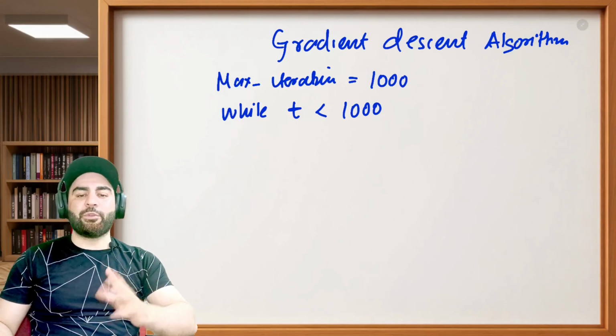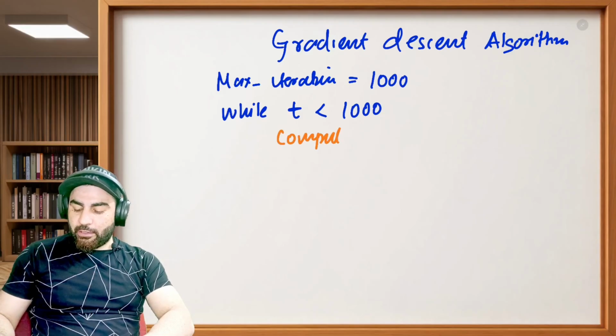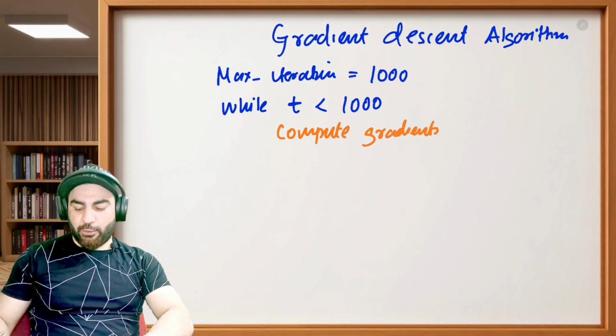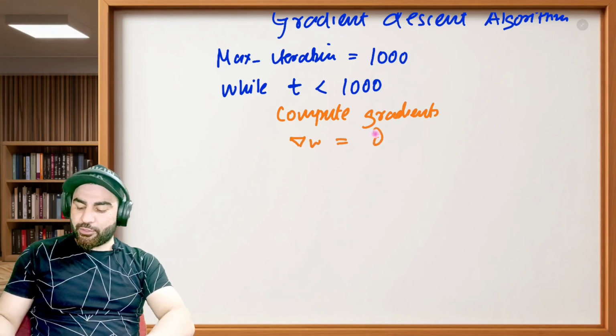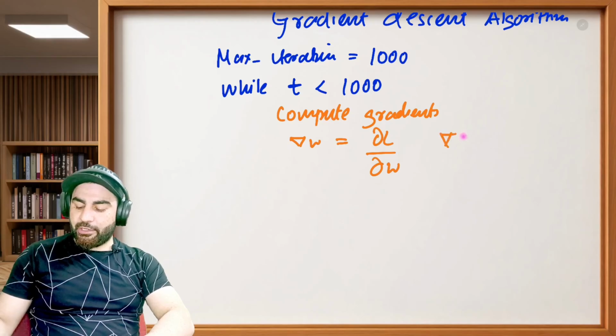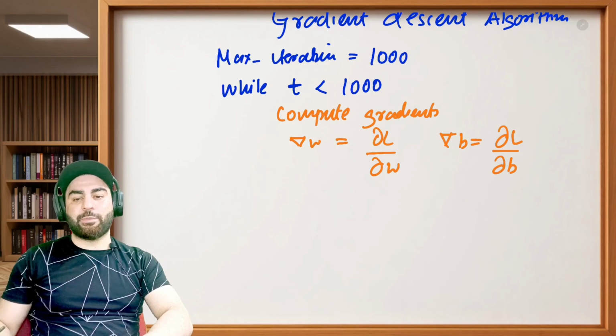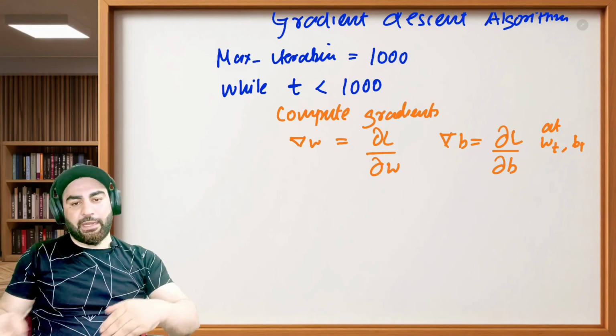So in each iteration, compute the gradient. What's the meaning of gradient? Basically you will compute nabla of W, that means dou L by dou W, and then dou L by dou B. You compute these partial derivatives, and what is the point you should compute them at? At W_t and B_t, the values from the previous step.